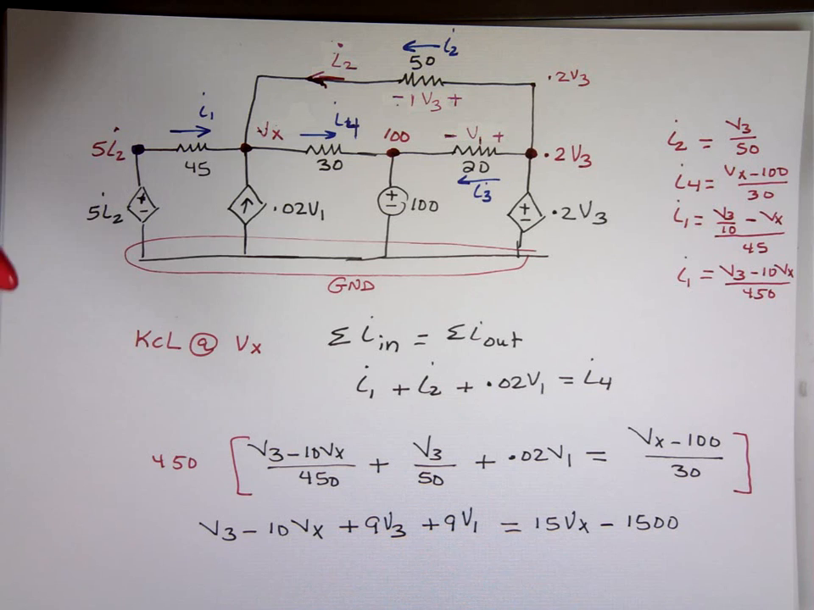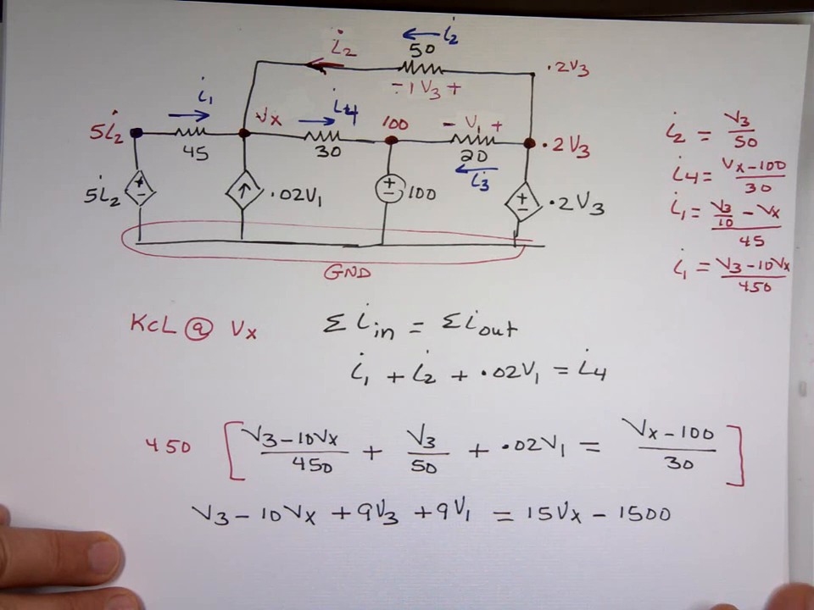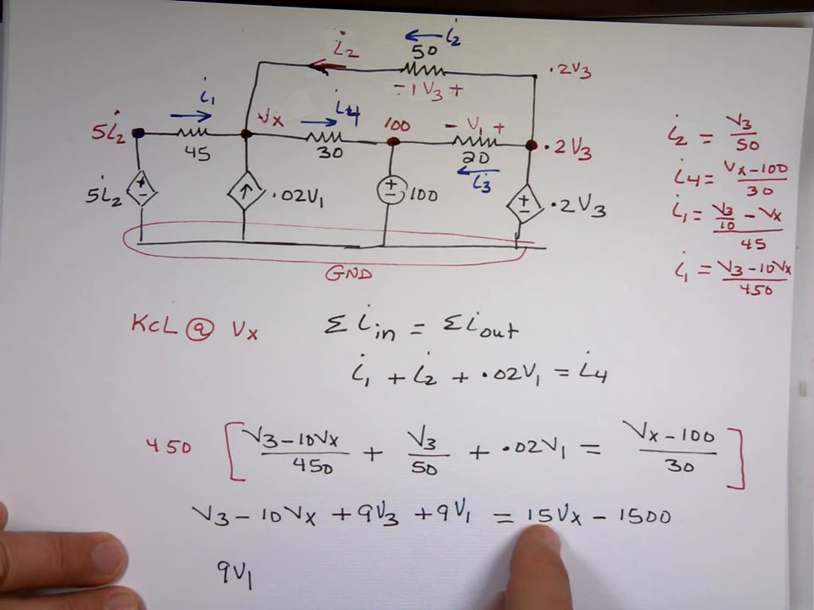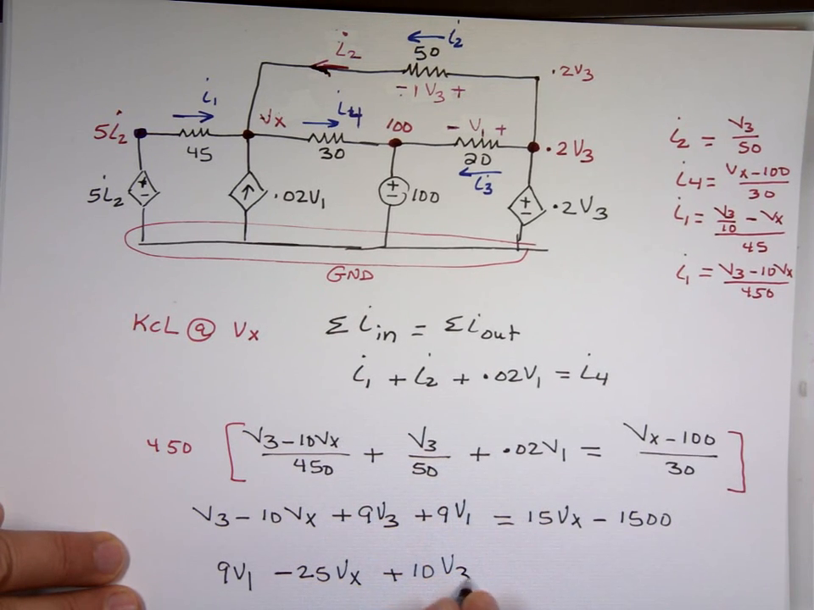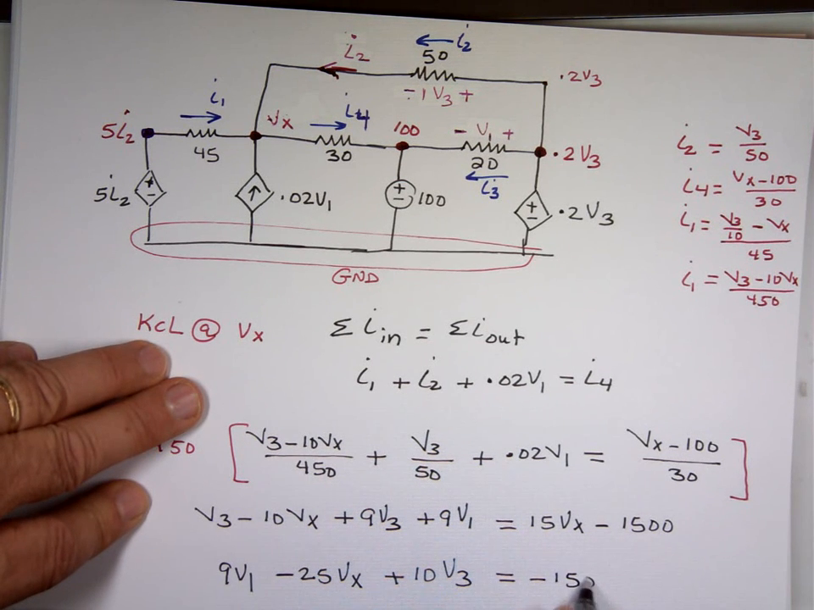Maybe I should use a calculator, that'll make my life easy. It looks like we have three, four unknowns. I don't know, V3, Vx, V1. So let's write them. 9 V1. Bring that 10 Vx to this side. Is that negative 25? And 1 and 9, is that 10? Equals what? Negative 1500? That's equation 1.